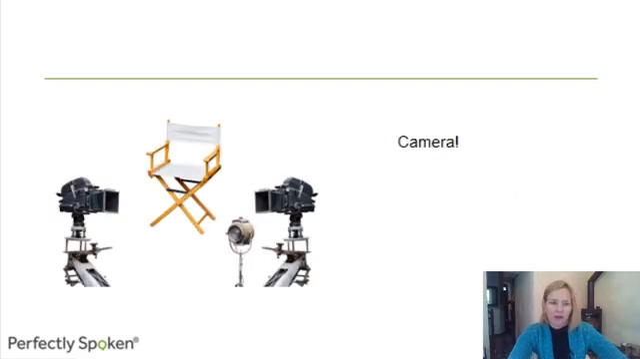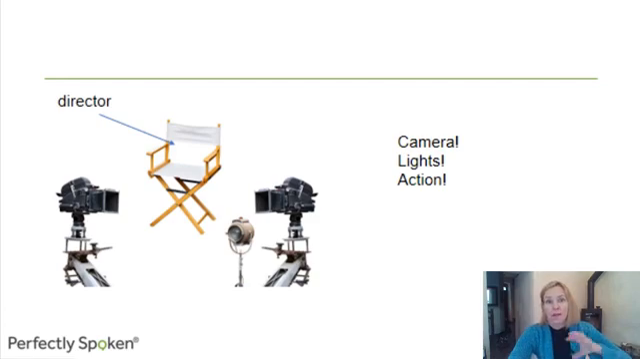Okay, before we start, just let's have a look. Camera, lights and action. Here you can see some typical things you see when a movie is being made. Okay, what's this? Do you know? Yes, this is the director's chair. This is where the director sits, a very important person for making a film. And you've got the actors.